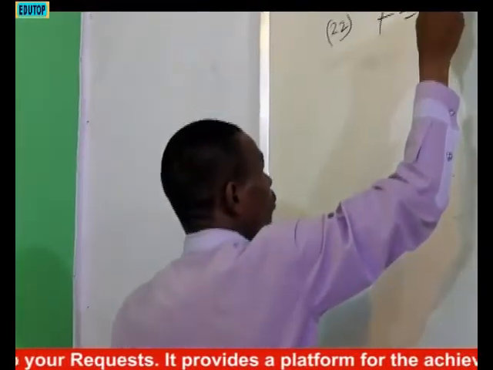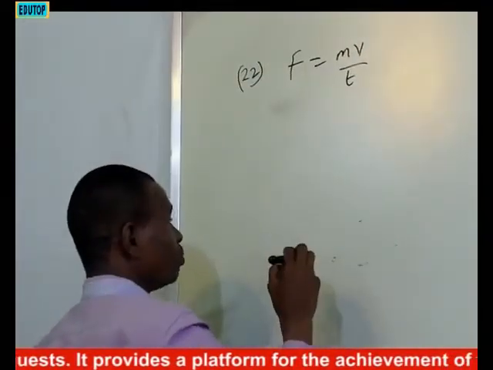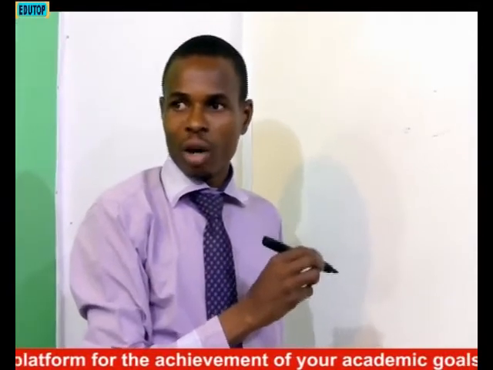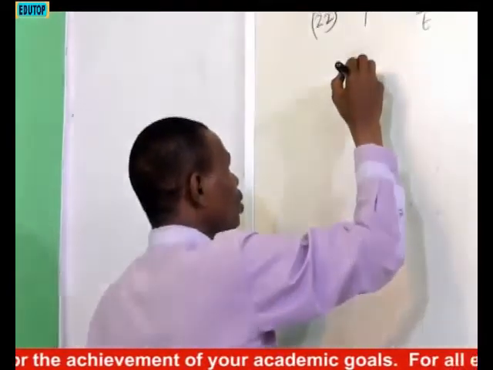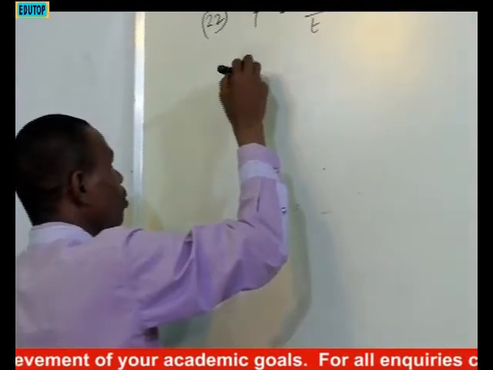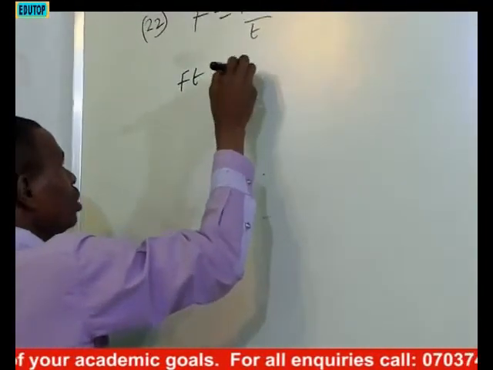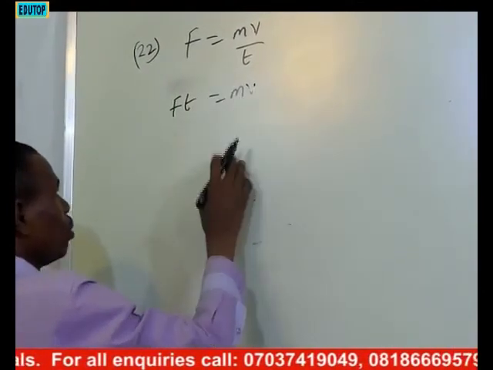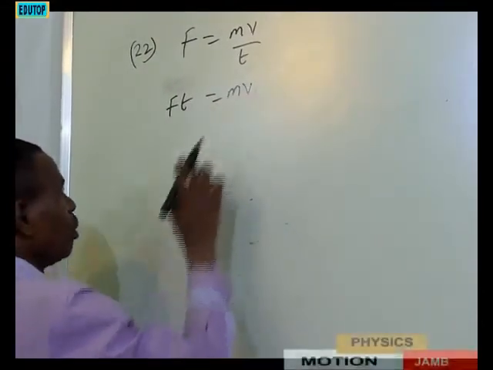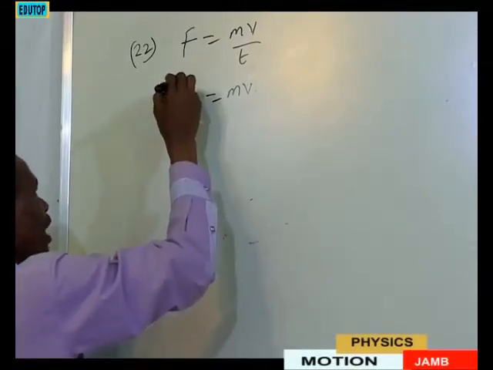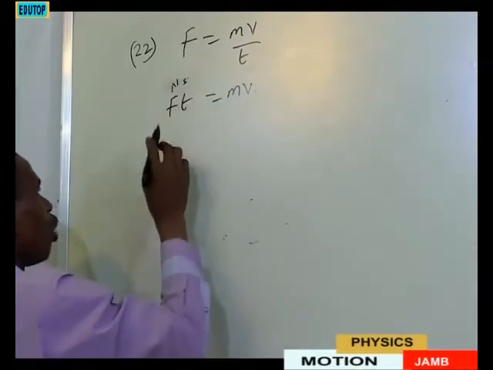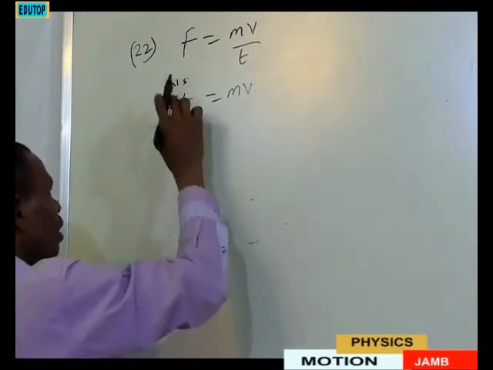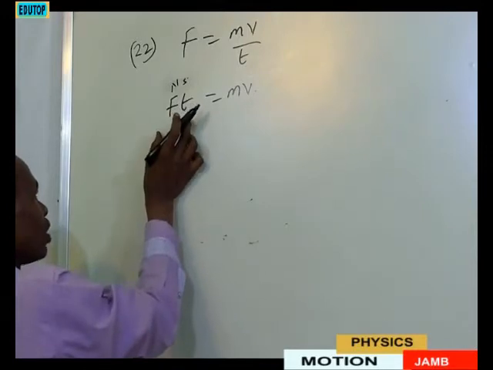F is equal to mv over T. We are given 270 Newton seconds. And if you look at the word Newton seconds, Newton is force, seconds is time. We are having Ft is equal to mv. That is, impulse is equal to momentum. This is impulse, this is momentum. So by the time the unit says Newton seconds, we are combining both force and time together. So instead of giving us ordinary force, we are given both force and time together.